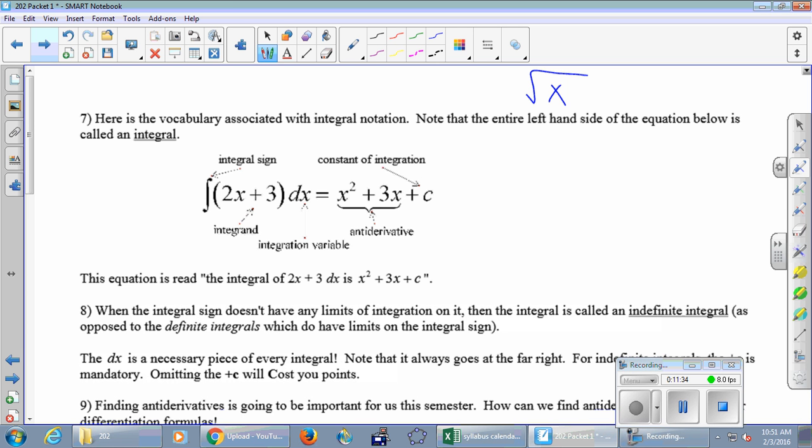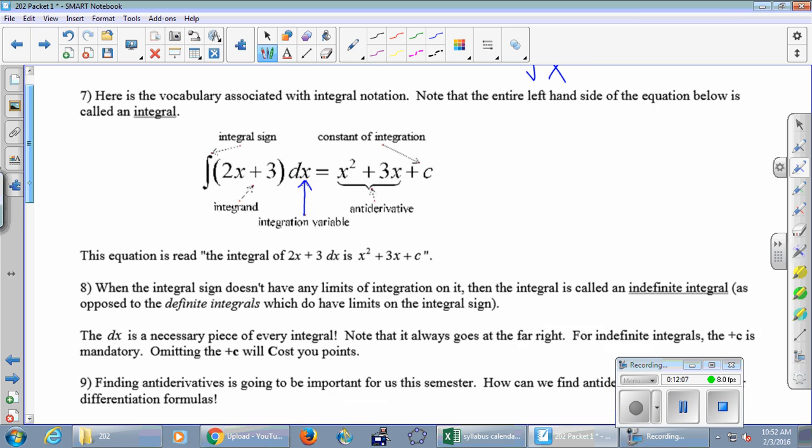The integration variable, this came out kind of light, but you guys can see the arrow there, right, on your page. So that right there is the integration variable. It's going to be x or t for a bunch of the time for us. The antiderivative, a specific one, is x squared plus 3x. That's the simplest one. And then you put this plus c, which we'll call the constant of integration. And if you wanted to read this in plain English, the integral of 2x plus 3 dx is x squared plus 3x plus c.